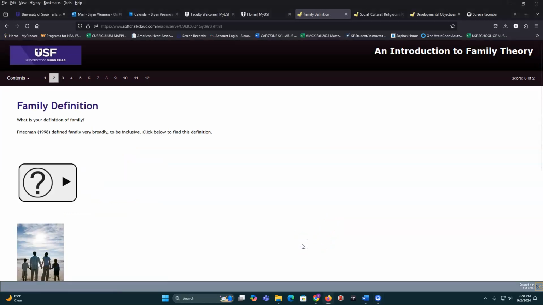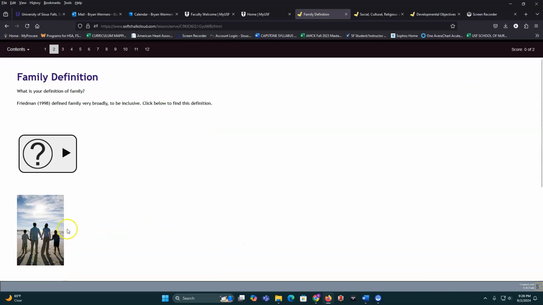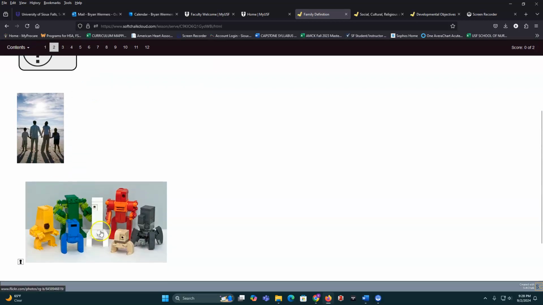So to start with, realize that everybody's definition of family is different. Everybody in your class is different. Everybody that you meet is different. Everybody that you'll care for is different. You know, it's not the 2 kids, white picket fence, and a dog. And it looks less like this and more like this. Different ages, different colors, different groups, different ethnicities.